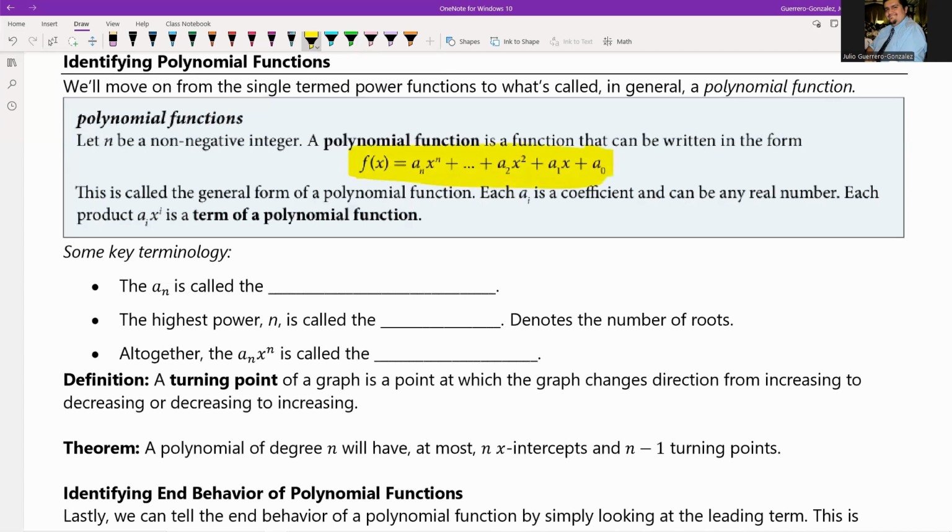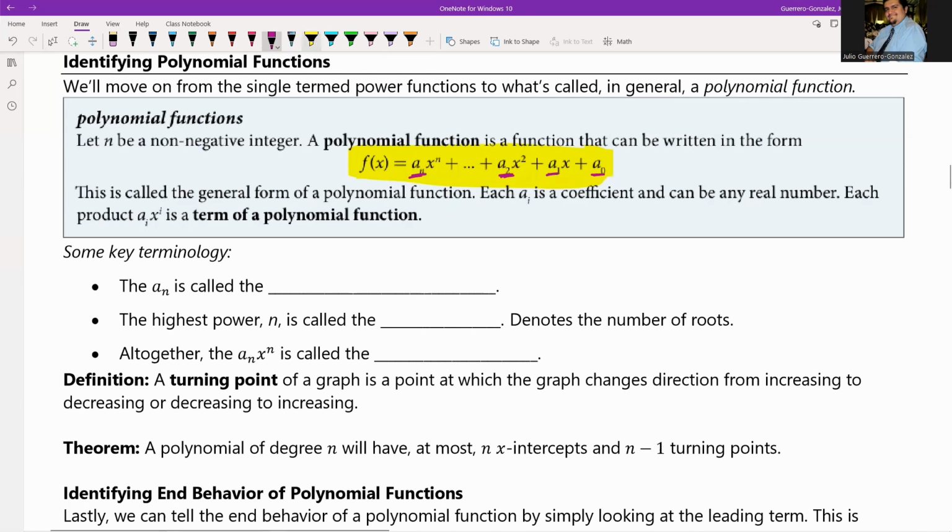Okay, n has to be non-negative, so it's just some positive number. And you guys see these a_n's. So this one, and then there's a_2, a_1, a_0. Those are all what we call coefficients. Okay, and they can be any number we want. They can be 0, they can be negative, they can be positive.